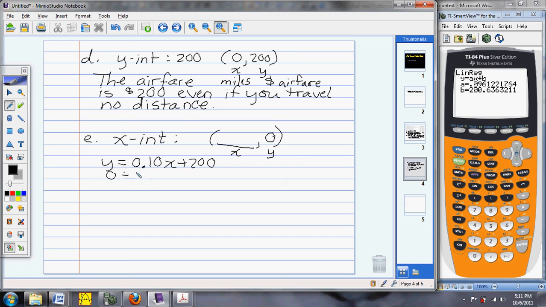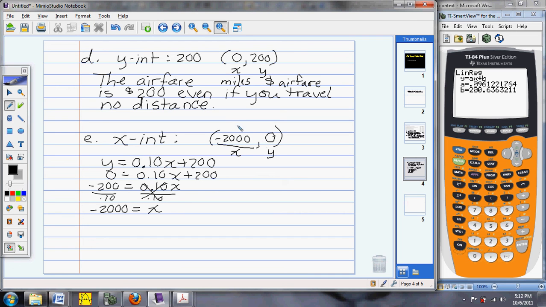So 0 is equal to 0.10x plus 200. We want to solve for x, so I'm going to subtract 200 over to this side. So negative 200 would equal 0.10x. We then need to divide both sides by 0.10. Negative 200 divided by 0.10 is going to be negative 2,000, equals x. So that's saying the x-intercept is negative 2,000.